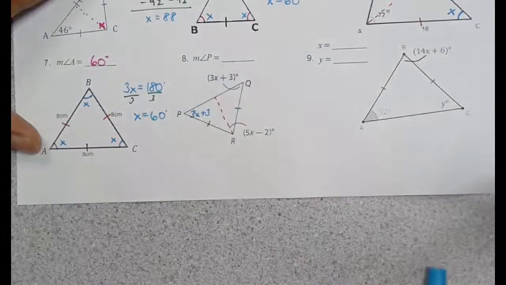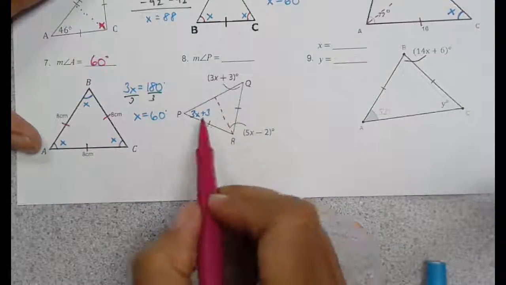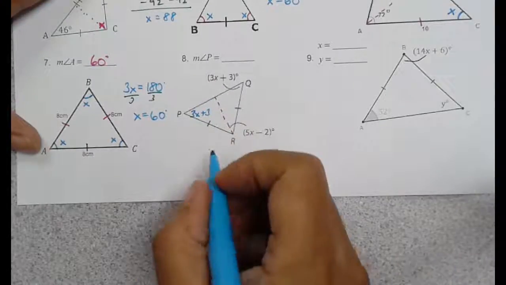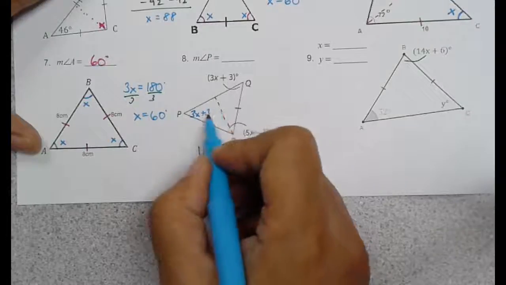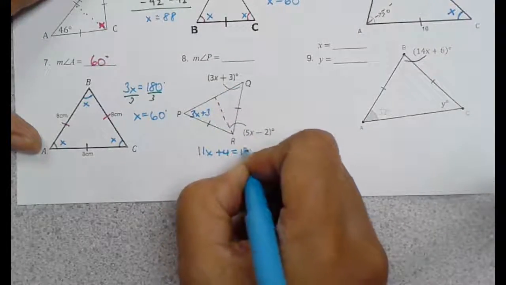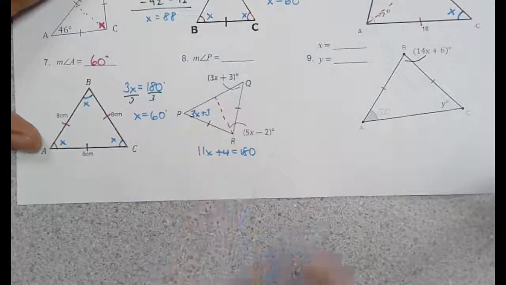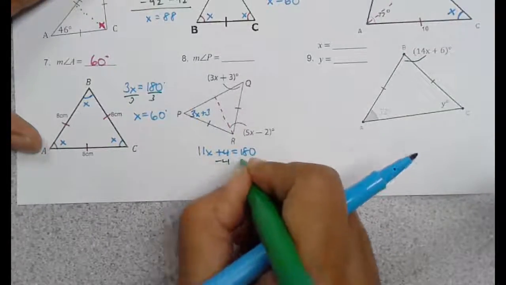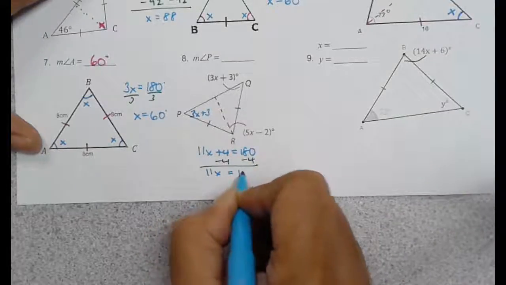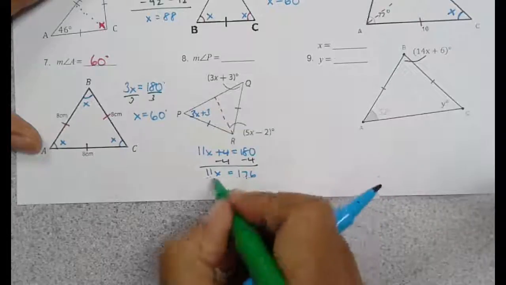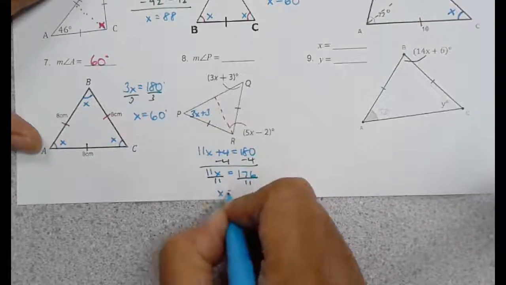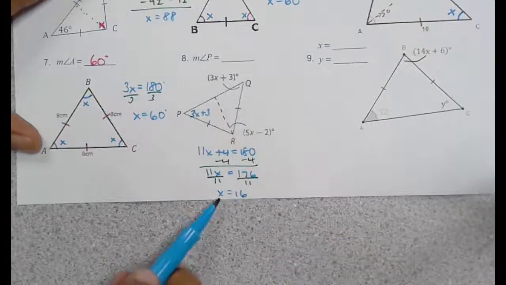Okay? All 3 angles should add up to what? 180. So we're going to make an equation out of this. What's 3x plus 5x? That's a total of 11x. 3 plus 3 minus 2 gets us 4, and that should all add up to 180 degrees. So to solve for x, I'm going to subtract 4 first. So we get 11x equals 176, and then divide by 11, and x equals 16.